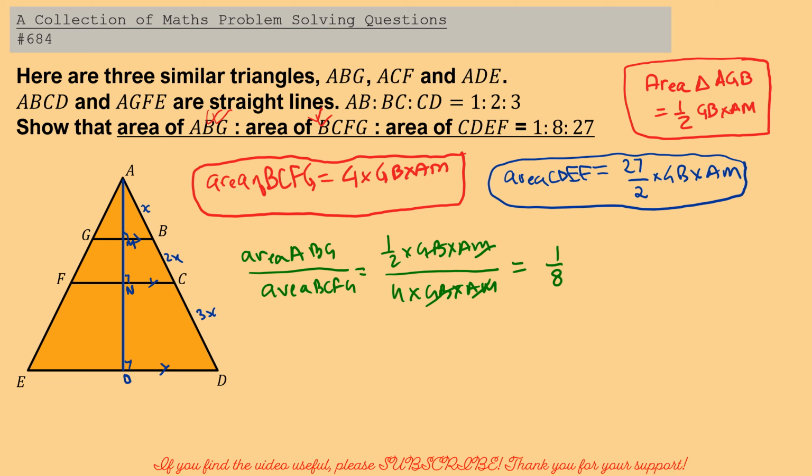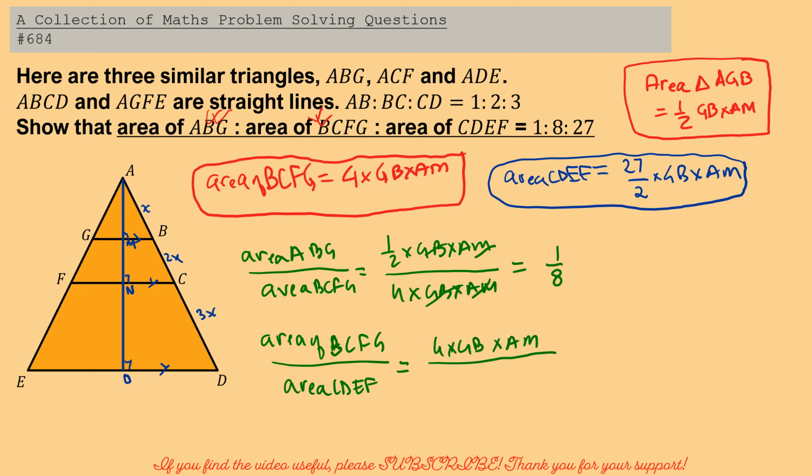And then if I do area of BCFG divided by area of CDEF, I would get 4 times GB times AM divided by 27 out of 2 times GB times AM, and all these get cancelled, and that is 8 out of 27.